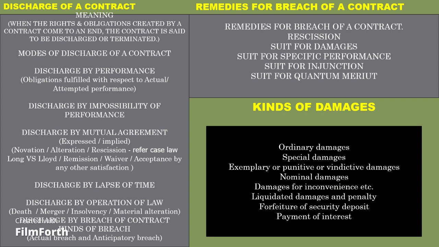Effects of supervening impossibility. The contract becomes void. All the parties are discharged from their respective obligations. Restitution is allowed. Next, discharge by mutual agreement. 1. Novation. Novation means substitution of a new contract in place of the original contract. In other words, a new contract between the same parties or new terms.